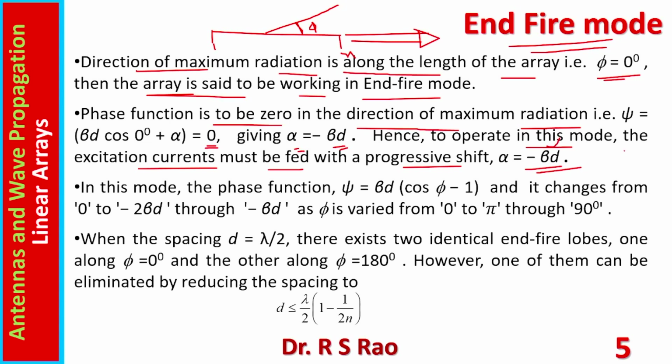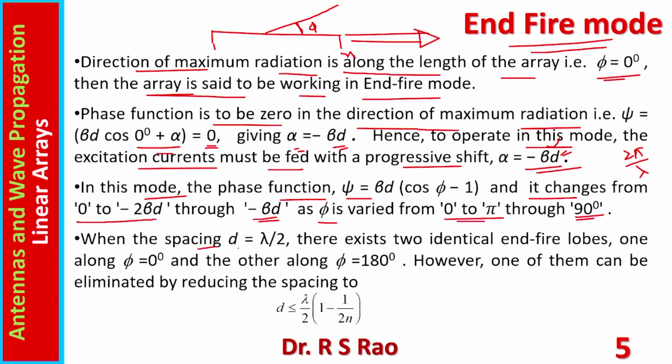Notice beta is 2 pi by lambda, phase shift constant. Lambda is wavelength corresponding to operating frequency of the array. D is spacing, element spacing. In this mode, phase function psi is equal to beta d times cos phi minus 1. How has this come? The general expression is beta d cos phi plus alpha, but alpha is minus beta d in case of end fire operation. Therefore, psi becomes equal to beta d times cos phi minus 1. And it changes from 0 to minus 2 beta d through minus beta d as phi is varied from 0 to pi through 90 degrees.